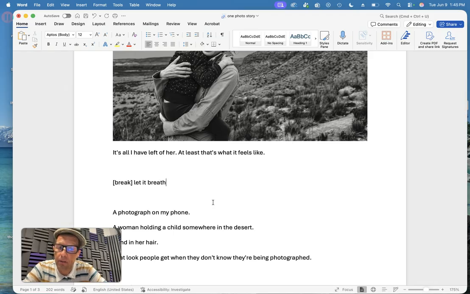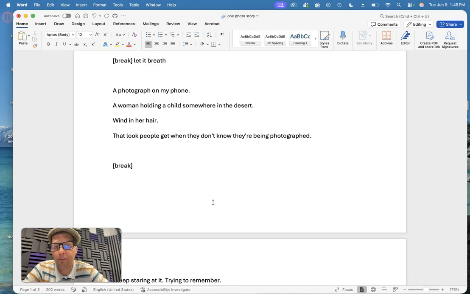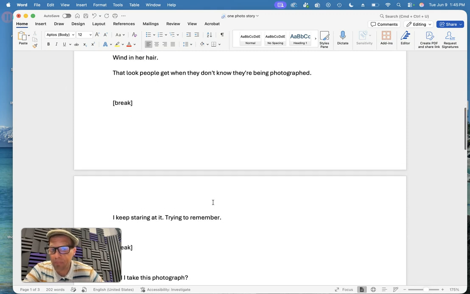It's all I have left of her. At least that's what it feels like. A photograph on my phone. A woman holding a child somewhere in the desert. The wind blowing in her hair. That look people get when they don't know they're being photographed.